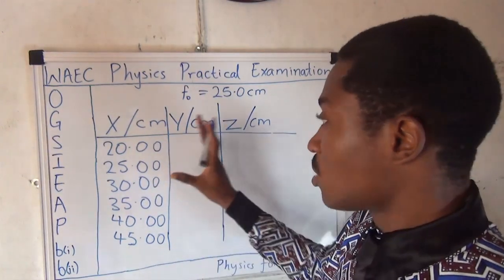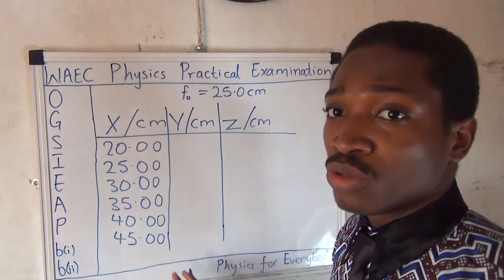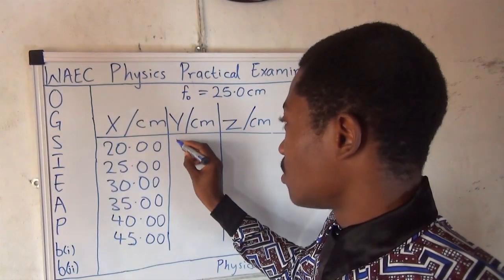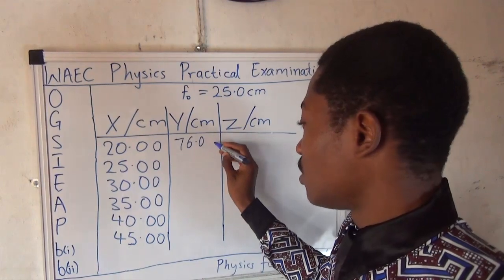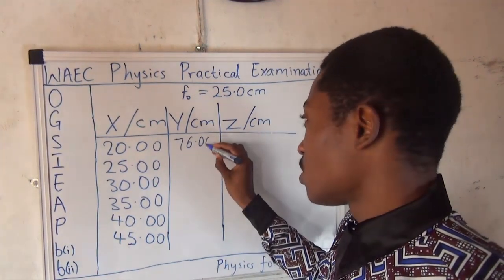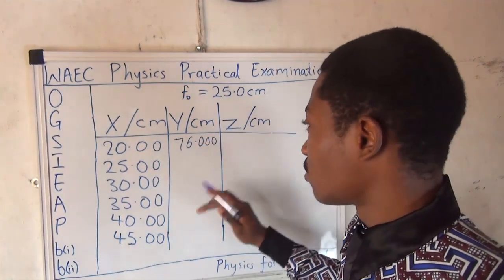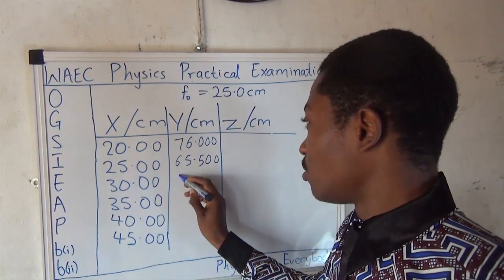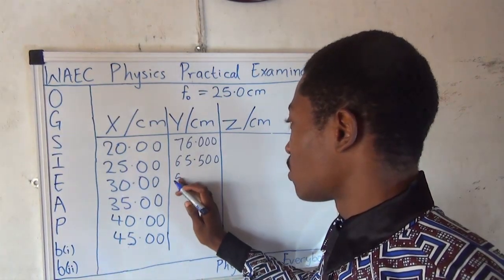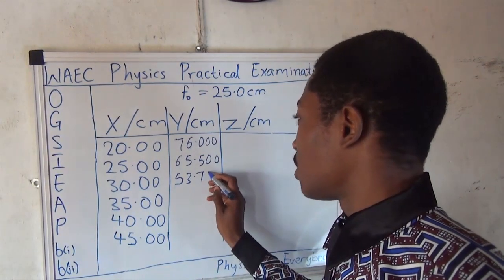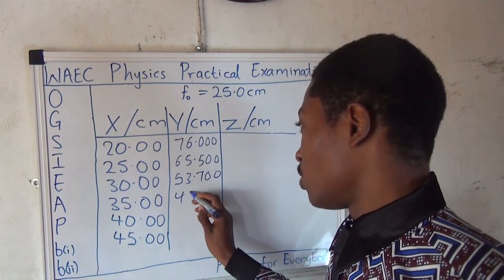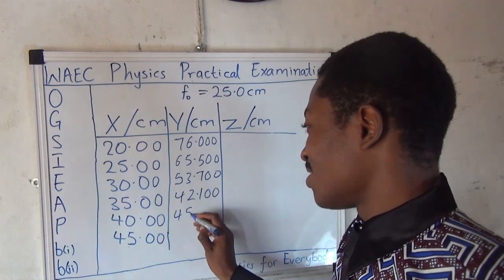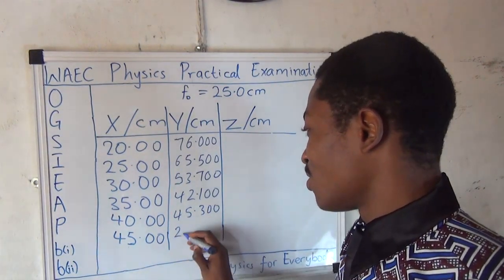Now your Y, whatever the values of your Y are, you also record this to at least one decimal place. Let's assume we have 76.0. You could write it as 76.00 or 76.000. You have to write decimal places. Let's assume we have 65.50, 53.700, 42.100, 35.300, 20.0.